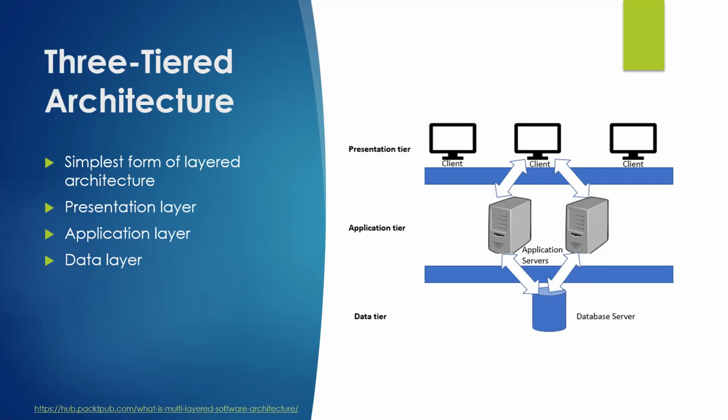Three-tiered architecture. The simplest form of layering is three-tiered architecture. All layered software architecture contains three foundation layers: the presentation layer, the application layer, and the data layer.